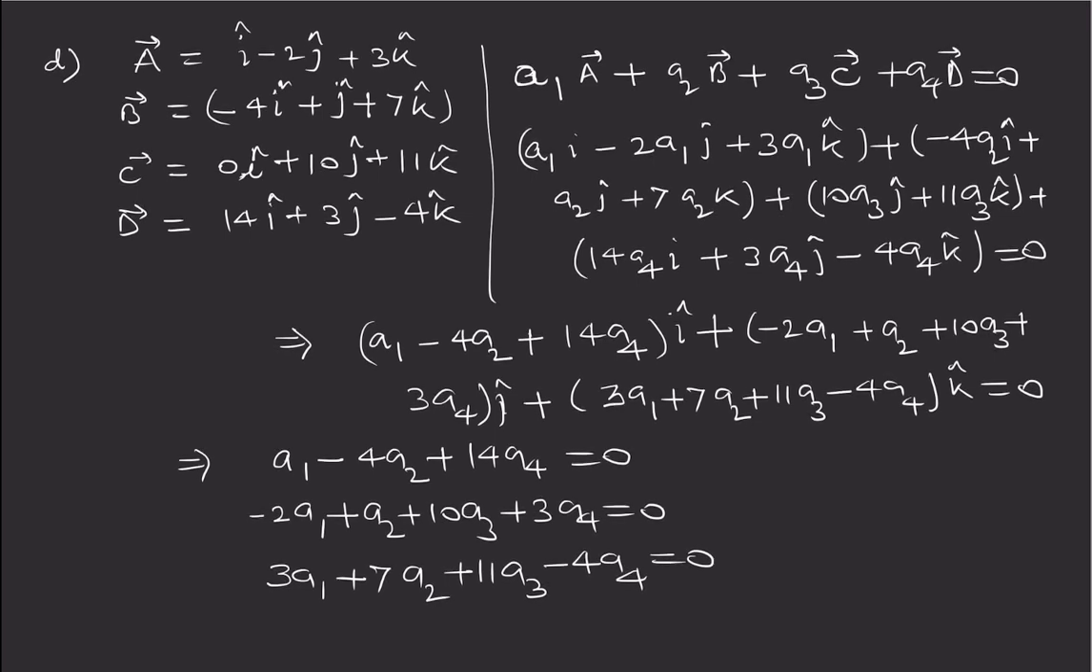Thus, we have three equations and four variables. So, solving these equations, we get vector D is equal to 2A minus 3B plus C. So, we can see that the vector D can be expressed in terms of the other three vectors. Therefore, these four vectors are linearly dependent on each other.